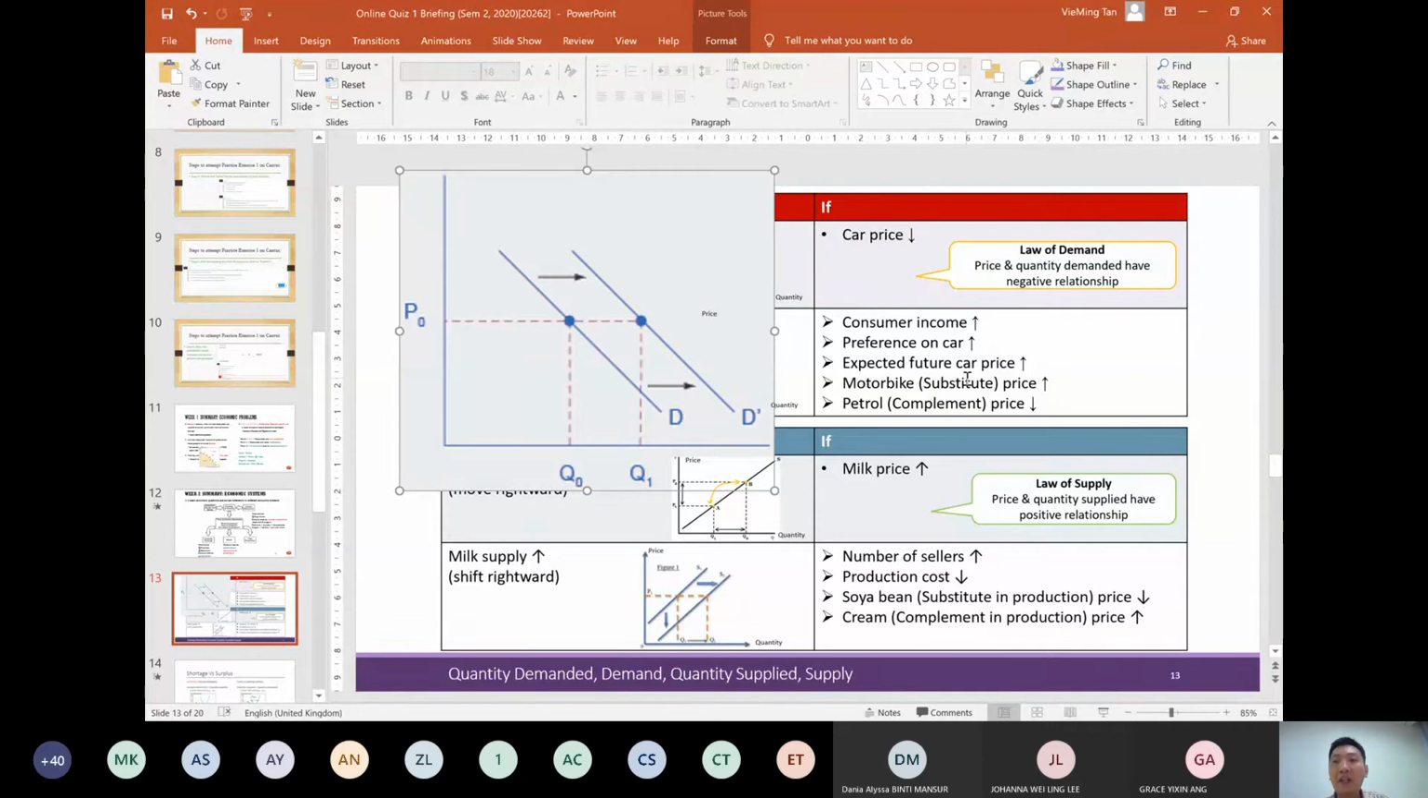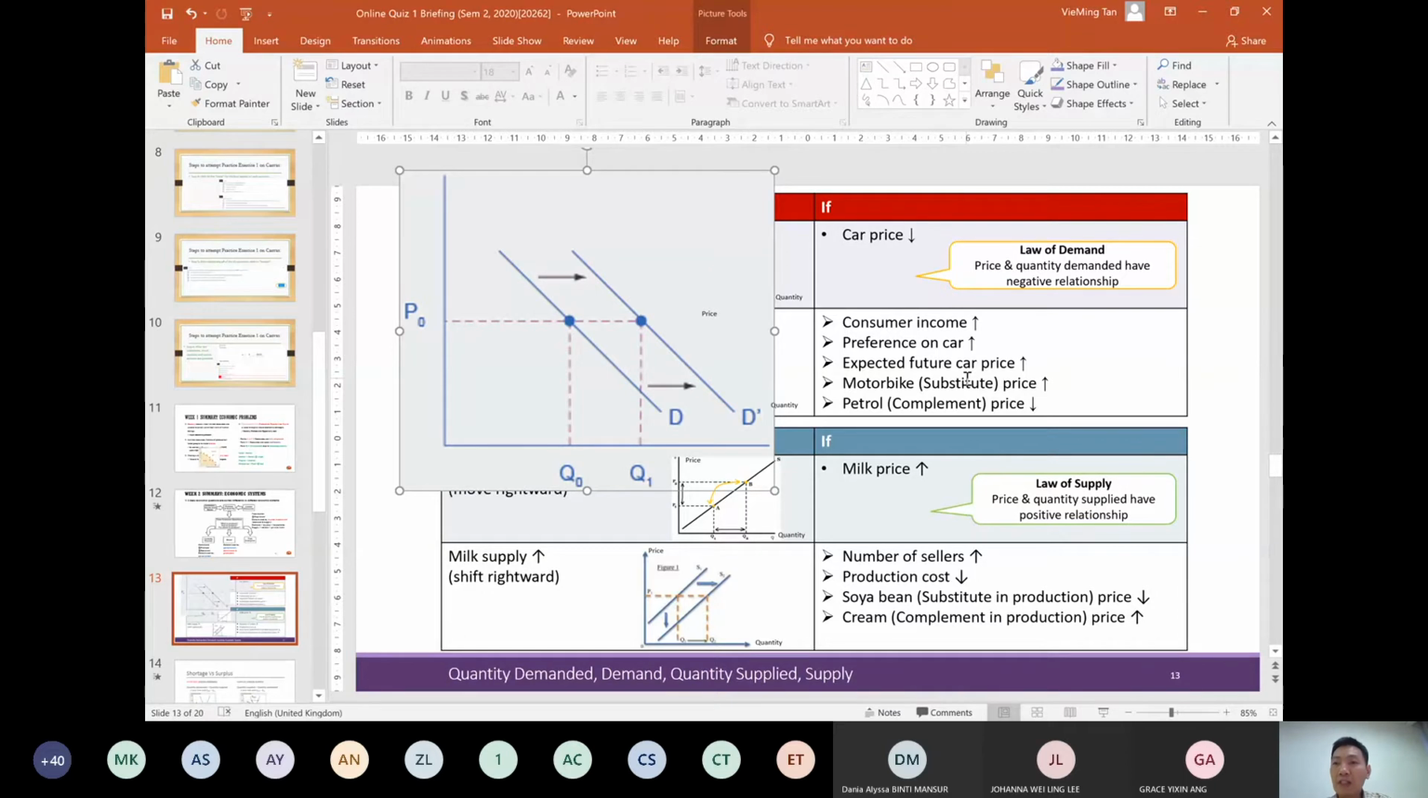But people expect that the car price is going to increase. If that's the case, now at the moment, you may expect more people are going to buy car. If more people buy car due to future expectation of car increase, then this will shift the demand curve for car to the right hand side as well.